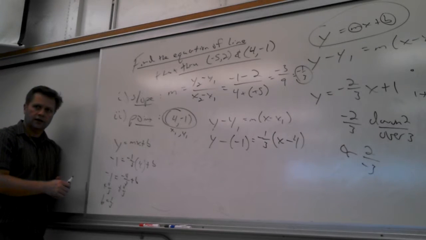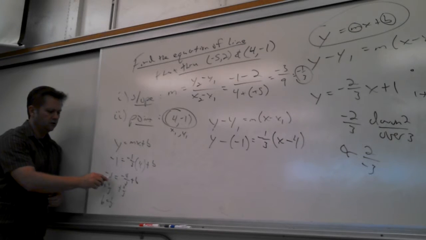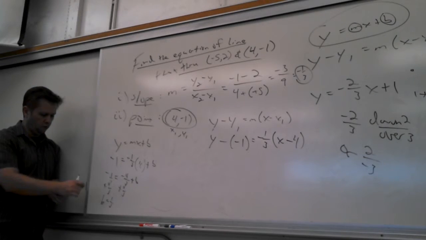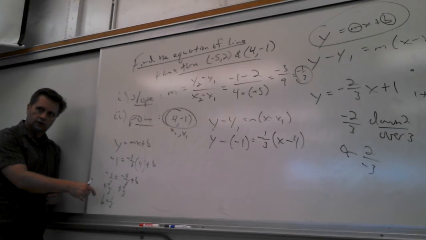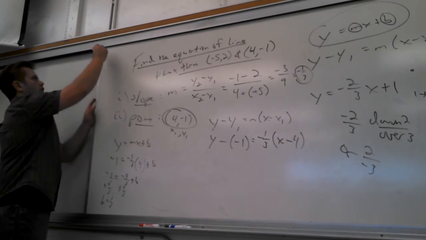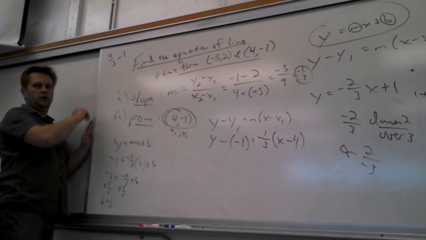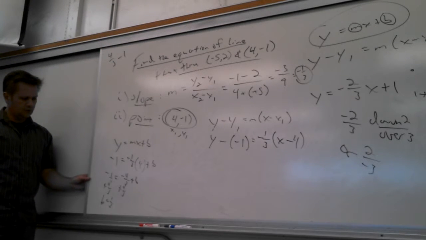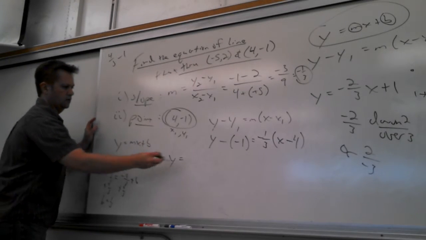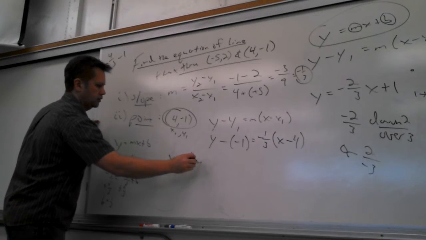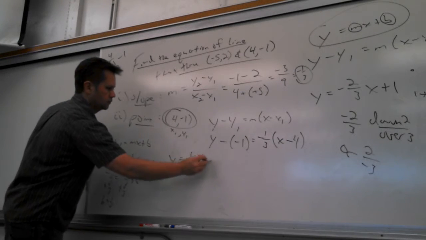You have to have an LCD. 4/3 minus 1 over 1 is 4/3 minus 3 over 3. Okay, I see what you're doing. So b is 1/3, so what's the equation of the line then? y equals -1/3 x plus 1/3.